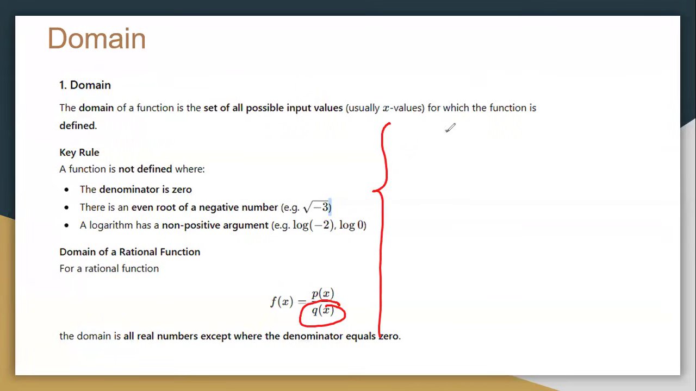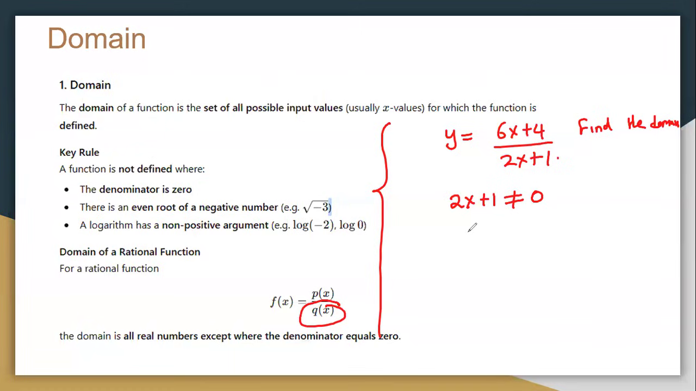Take an example. We have our function y is equal to (6x + 4) divided by (2x + 1). They may ask you, find the domain. Now here, to get the domain for such a function, look at what you have in the denominator. What you have in the denominator cannot be equal to 0. So what you do, you say 2x + 1 should not equal 0, such that you get that value of x that does not yield any output.